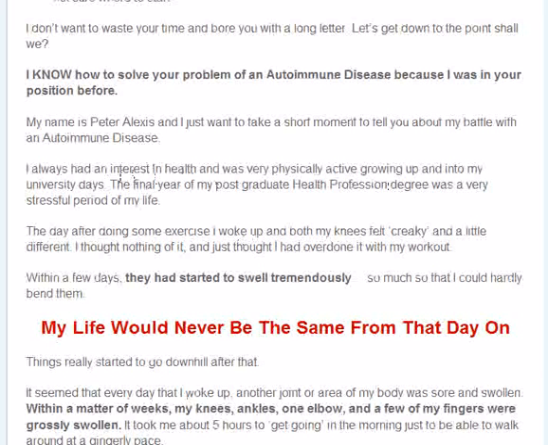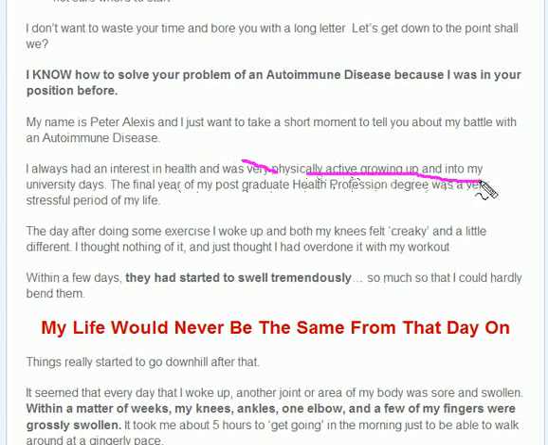"I always had an interest in health and was very physically active." These little helper words don't help much. Better: "I always had an interest in health and was physically active growing up and into my university days." That's a kind of upward expression, "growing up and into my university days." You may want to rework this.